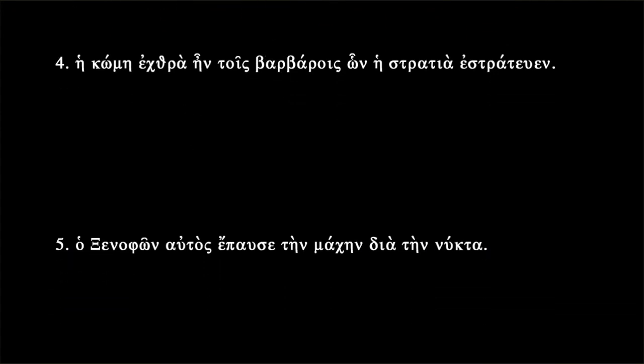He come ekthra ein tois barbarois hon he stratia estratewen. All right. Let's tackle this at the beginning. The village. That's easy. We're used to working with come. Ekthra. What does that mean? Hostile. Well, what is that? Is that attributive? Is that predicate? How do we know?